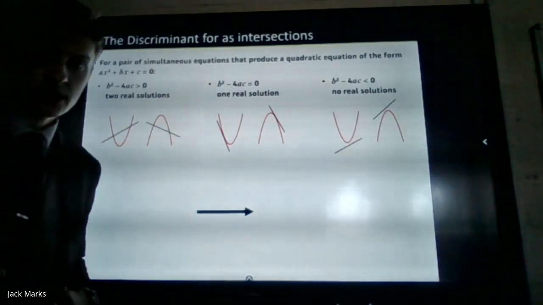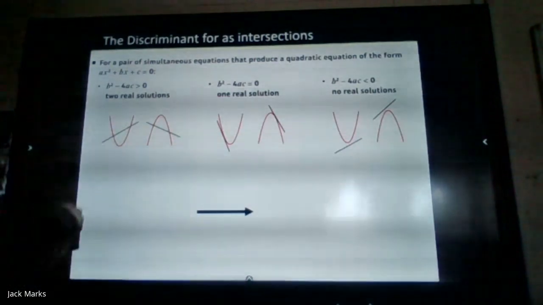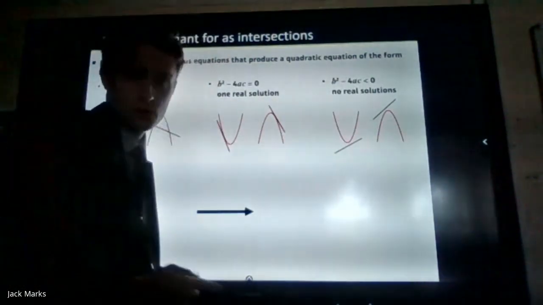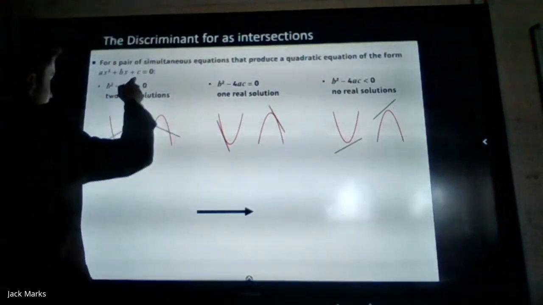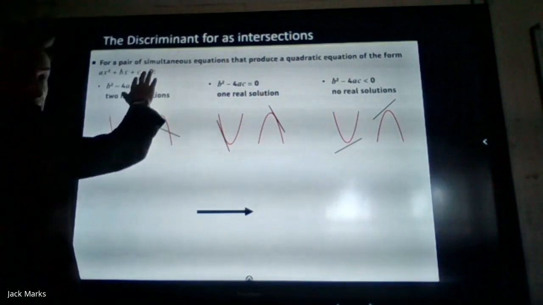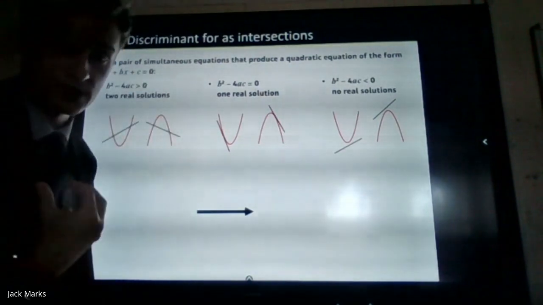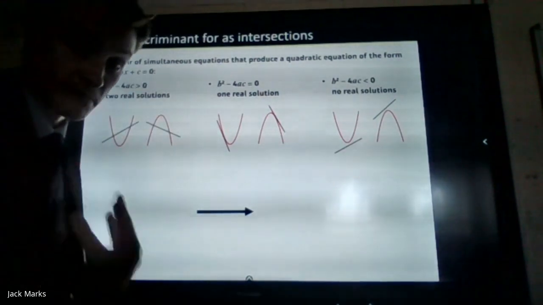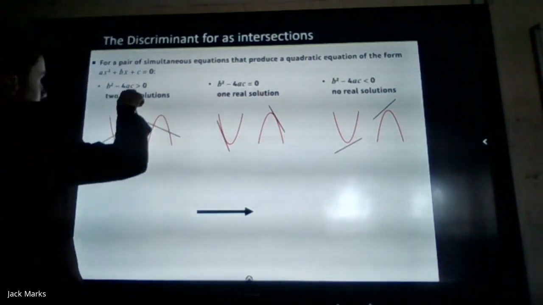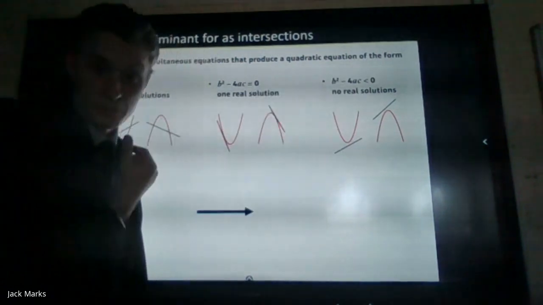Okay, so let's just summarize what we said. We can combine simultaneous equations together to create a quadratic that's set equal to 0. Notice I say the resulting quadratic that we make from this, it's not the start, okay? We look at the discriminant and 3 cases.